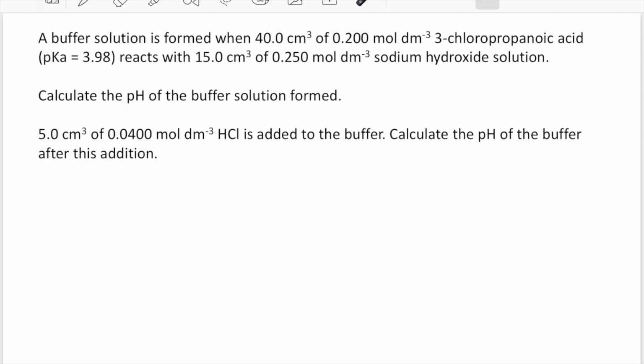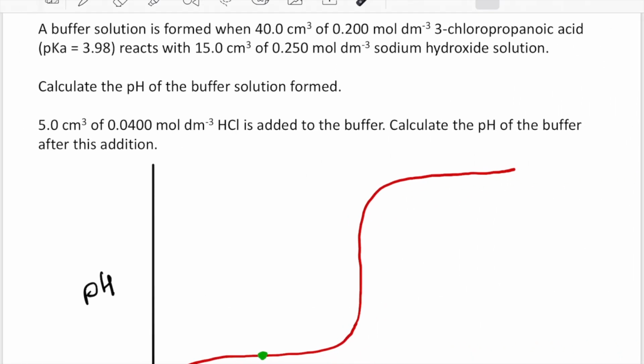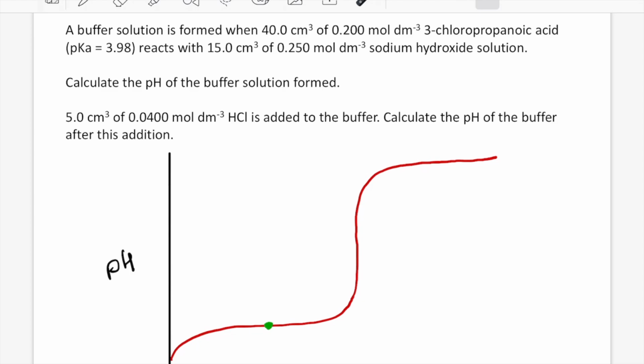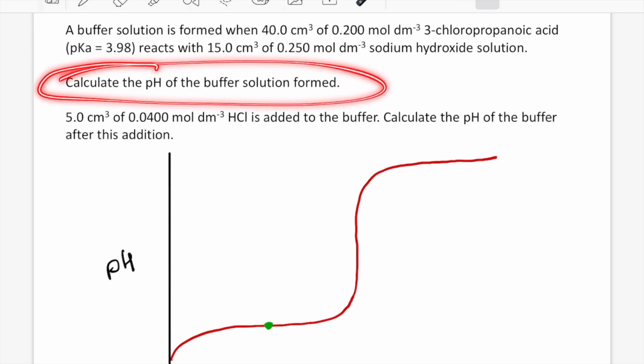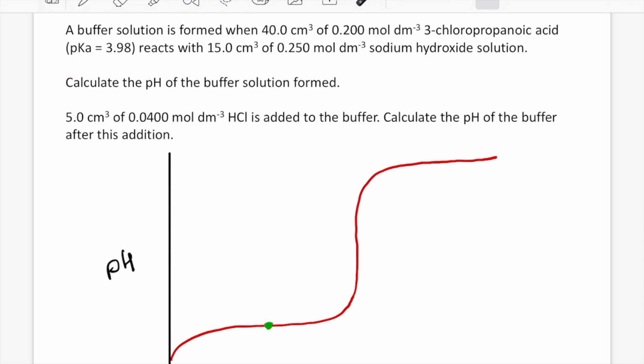Now, understanding what's happening here is going to be crucial to helping you, especially in an exam, work out what it is that you need to do. So what we're going to do is look again at our titration curve. Essentially, this buffer that we've made is this spot here. Often there are questions where they either add an acid or an alkali to a buffer, and then you have to calculate the new pH.